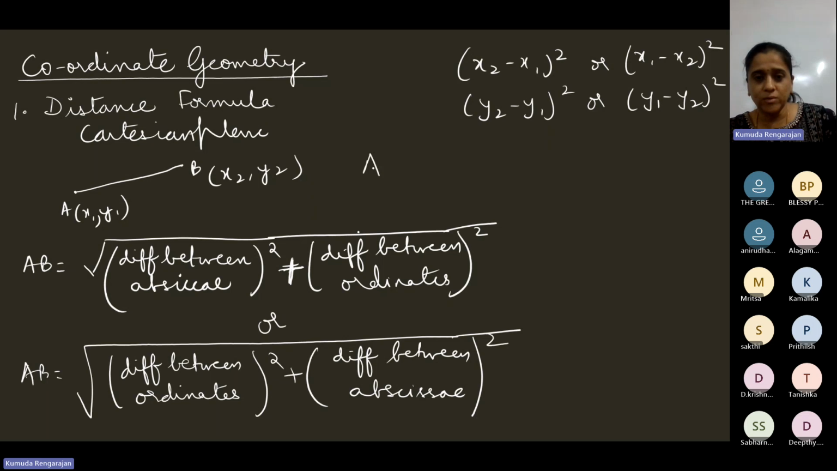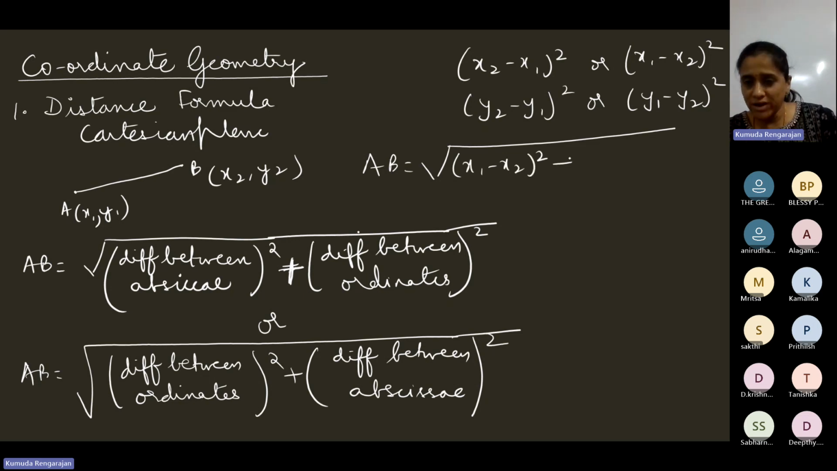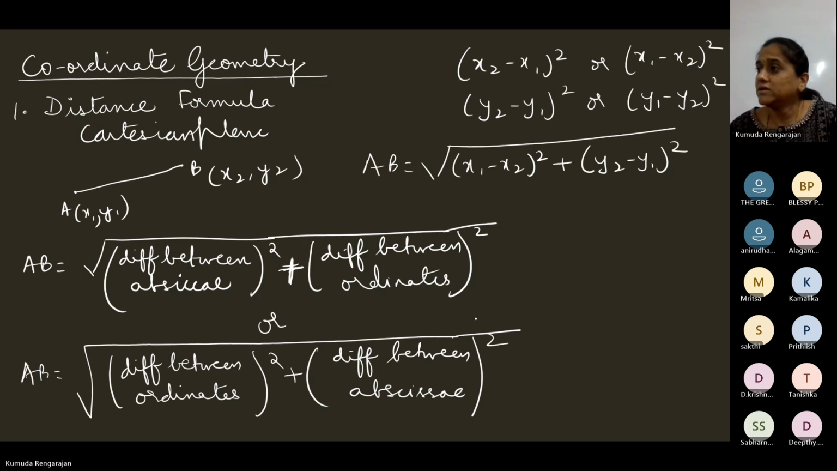So now the distance formula AB is equal to square root of, if you want to write x1 minus x2 the whole square plus, you can write y2 minus y1 the whole square. It's correct. Or you can write y1 minus y2 the whole square. So whatever order you write, the value is going to be the same because a minus b the whole square is the same as b minus a the whole square. Okay, so the distance formula is given by square root of difference between abscissa the whole square plus difference between ordinates the whole square.